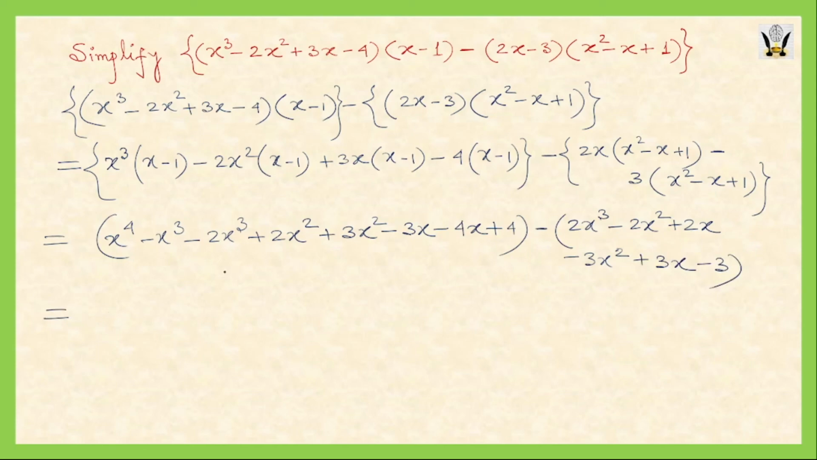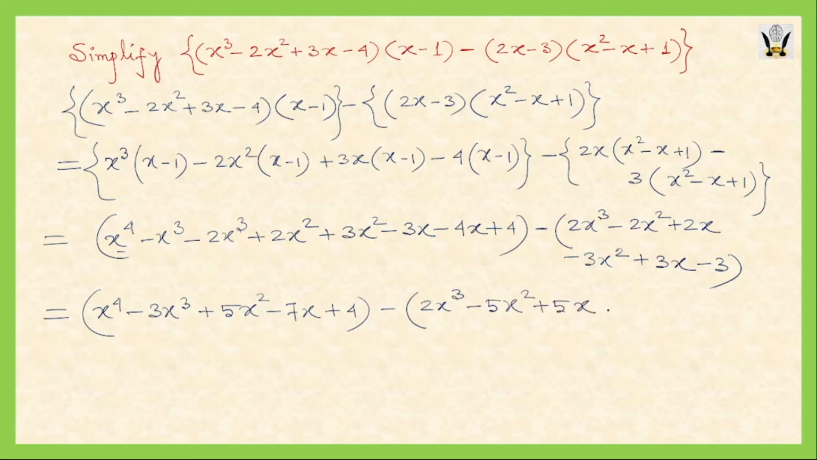Now if we simplify further, then we have only 1x to the power 4 in the first expression, and then minus 2x cube minus x cube, so it will be minus 3x cube. Then we have minus 2x square plus 3x square, so it will become minus 5x square, then minus 7x it will be, and then plus 4. And from there if we subtract this expression, first we have to simplify that, it is 2x cube, then minus 2x square minus 3x square, so it will become minus 5x square, then 2x plus 3x, so it is plus 5x, then minus 3.